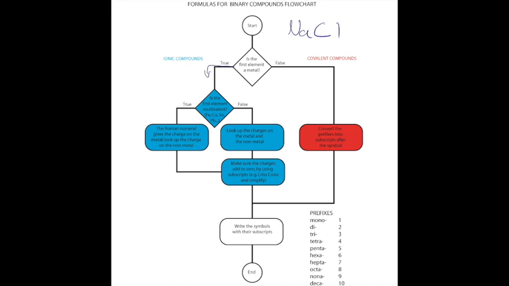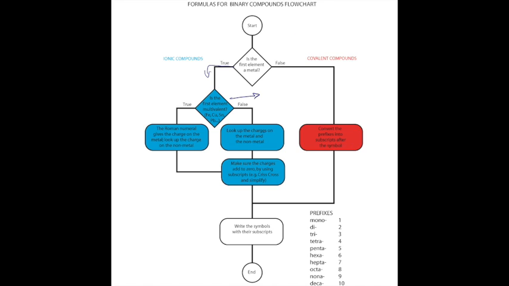Let's say we put this one. Is the first element a metal? Yes, the first element is sodium, so we go to the left. Is the first element multivalent? Is it lead, iron, copper, tin? No? Okay, so then we go false. Look up the charges on the metal and non-metal. Make sure the charges add up to 0 by adding subscripts. Now we write their symbols and write their subscripts, and that's the end. Oh, I guess this would have been formulas from your names. Sorry, I should have given you a name here to start with.